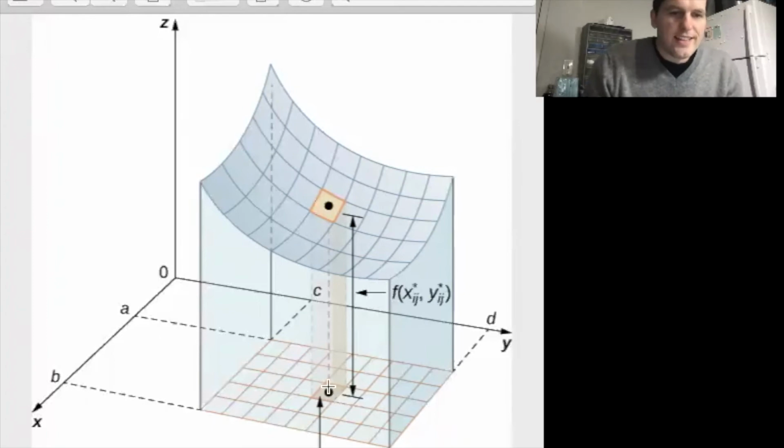And now we're visualizing this three-dimensional column. The height of the column is f of xij star, yij star. We multiply the height by the area of the base, and that gives us the volume of this three-dimensional column. That's the contribution of this little piece. And then we add up all those individual contributions, and what we get is a good approximation to the total volume of this region under the surface. So that's our geometric interpretation of integrating a function of two variables over a region in the plane. We're just computing the volume of the region under the surface.